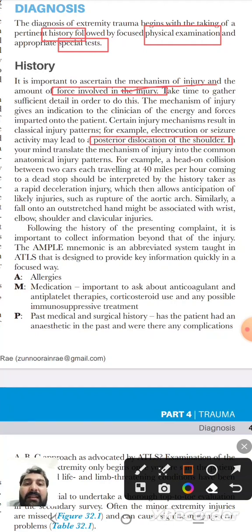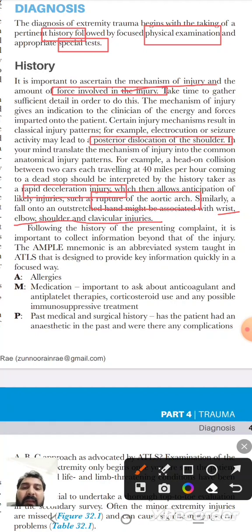In your mind, translate the mechanism of injury into the common anatomical injury patterns. For example, a head-on collision between two cars, each traveling at 40 miles per hour, coming to a dead stop, should be interpreted by the history taker as a rapid deceleration injury. And we know that in deceleration injury, there can be rupture of the aortic arch. Similarly, a fall onto an outstretched hand might be associated with wrist, elbow, shoulder, or clavicular injuries.